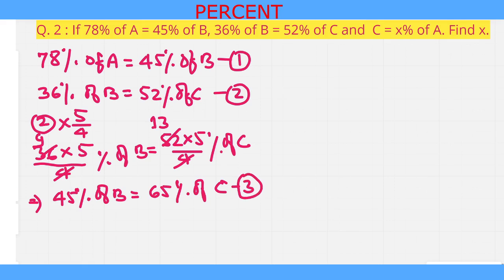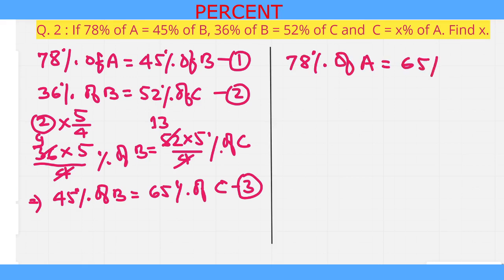If we eliminate 45% of B from equation number 1 and 3, we get the relation between A and C. On eliminating B, we get 78% of A equal to 65% of C. Cancelling both side percent and of and dividing both side by 13, we get 13 divides 78 for 6 times and 13 divides 65 for 5 times. This gives A equal to 5 upon 6 C.